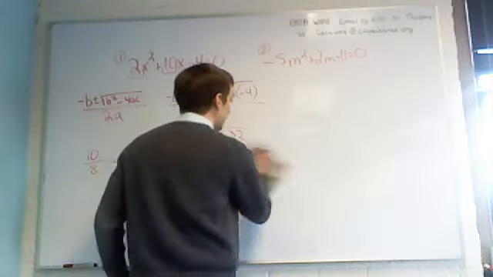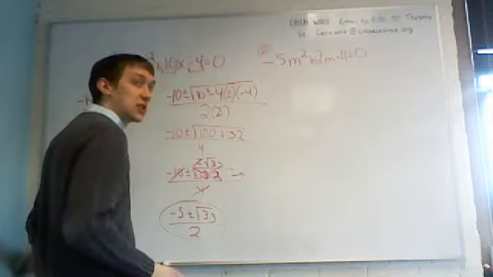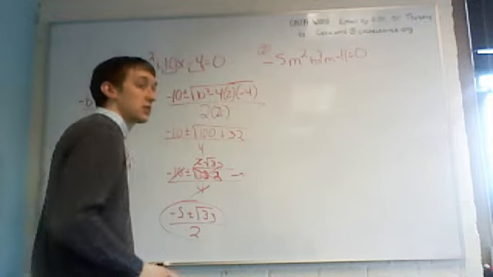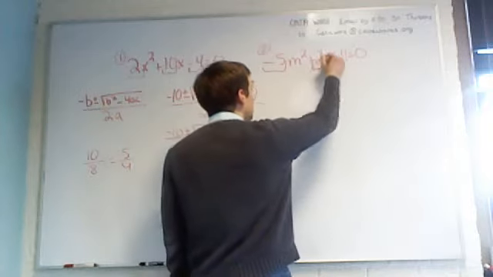Next question. What's A? 5. Remember, you guys can be fixing your answers while we're going over things. A is negative 5. B is 2.